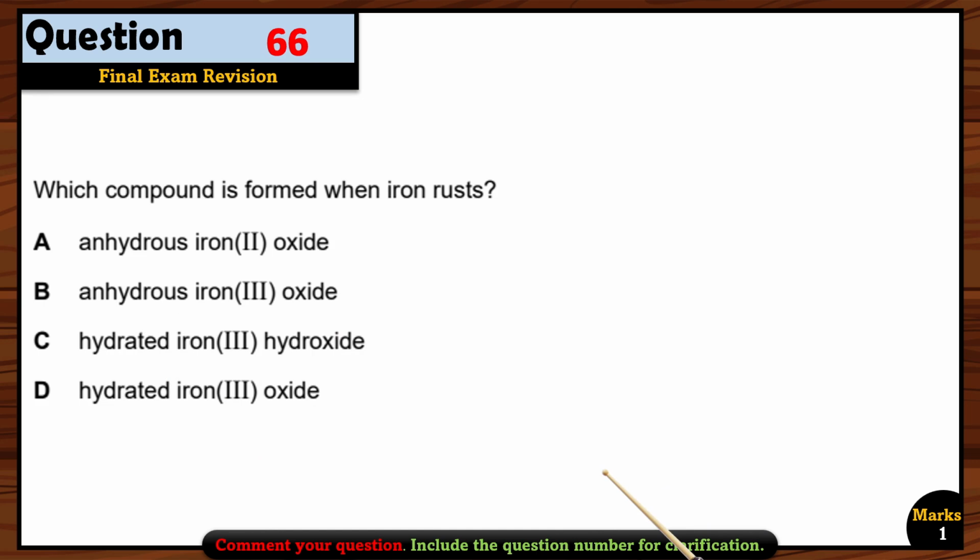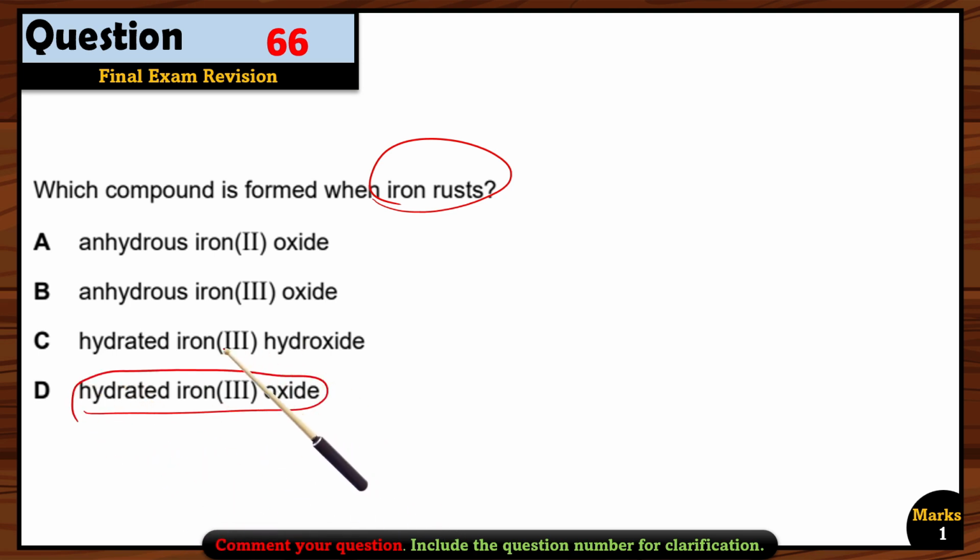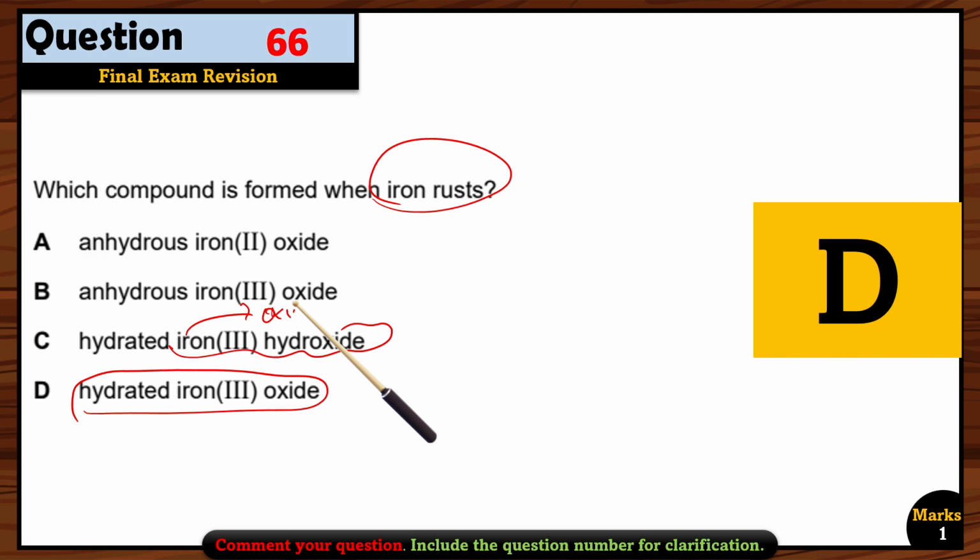Let's see another question. Question 66. Which compound is formed when iron rusts? So iron rusts in the presence of oxygen and water. So whatever you are going to get, you are going to get iron oxide, and that iron oxide will be hydrated. Okay, so hydrated iron oxide is the right option, not iron hydroxide, because iron will react with oxygen to give you iron oxide, and hydrated because of the presence of water molecules. So option D is the right option here. Don't get confused between hydrated iron hydroxide and hydrated iron oxide. Iron will only react with oxygen, and then there will be a trap of the water molecules in that mixture. So that's why you will get hydrated iron oxide.